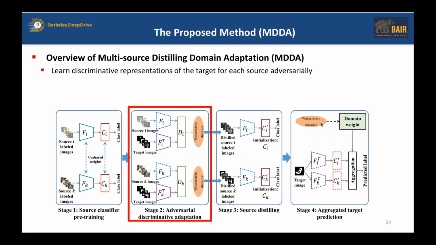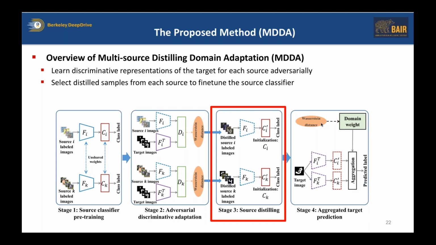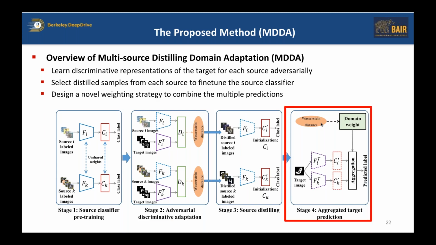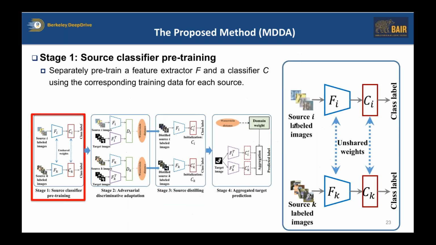We first learn the discriminative representations of the target for each source adversarially, and then we select distilled samples for each source to fine-tune the source classifier, and in the end, we design a novel weighting strategy to combine the multiple predictions. So let me introduce in more detail.